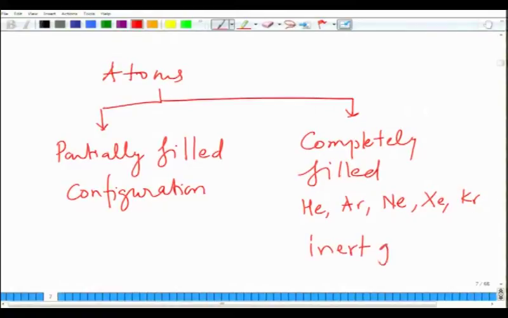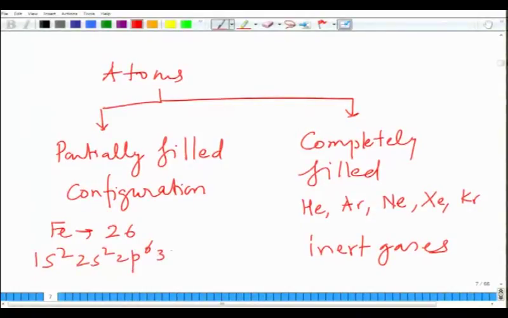Okay. In other atoms, the electronic shells are not completely filled. For example, if you look at iron, iron has atomic number of 26. It makes 1s2, 2s2, 2p6, 3s2, 3p6, 4s2, and what do you have then? 3d6. This d can have 10 electrons, but it has only 6 electrons.